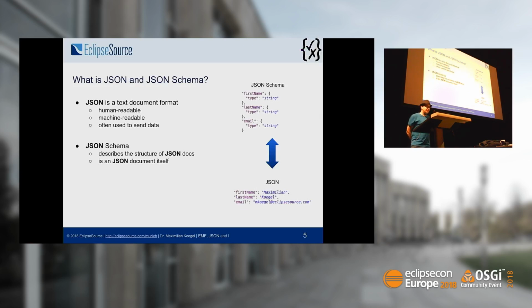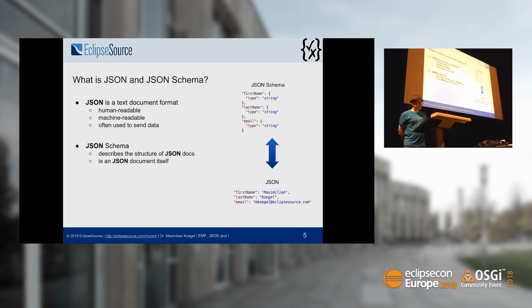And then finally, JSON and JSON schema. So JSON, again, is a text document format, human readable, machine readable, often used to send data. Probably these days used more often than XML, especially if you have a mobile or a web-based client, probably because those technologies have better support for this format.